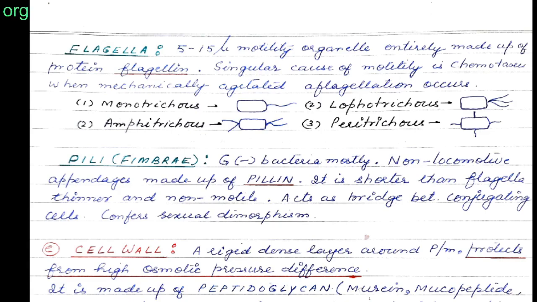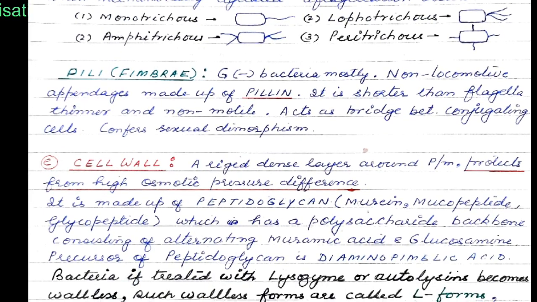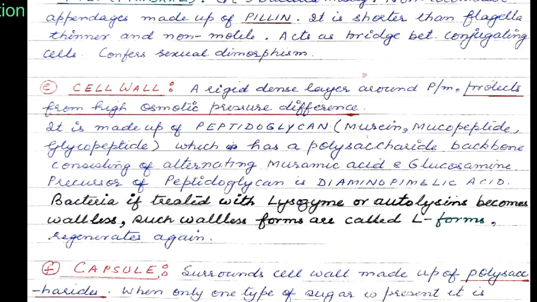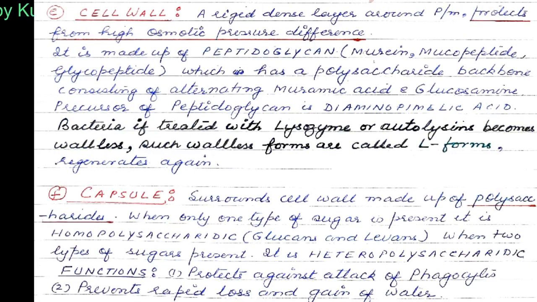The cell wall is made up of peptidoglycan, and when bacteria are treated with lysozyme, the cell wall gets lysed and the wall-less bacterial forms are termed L forms. These have the capacity to regenerate the cell wall again. Then the outermost structure is the capsule, which is made up of polysaccharide.